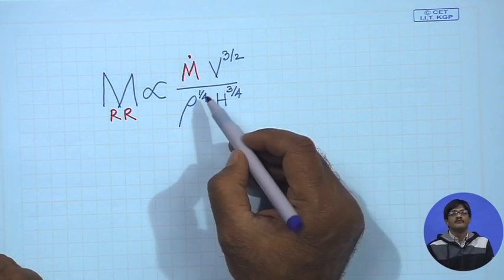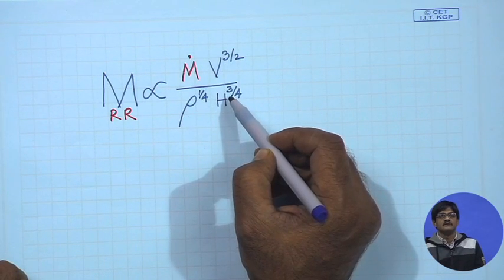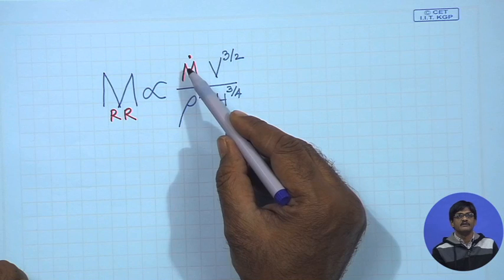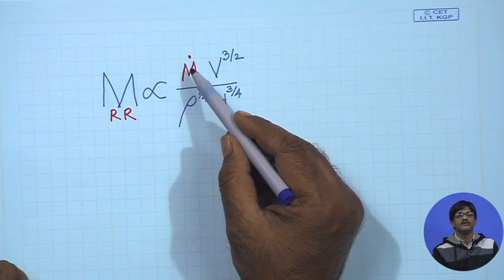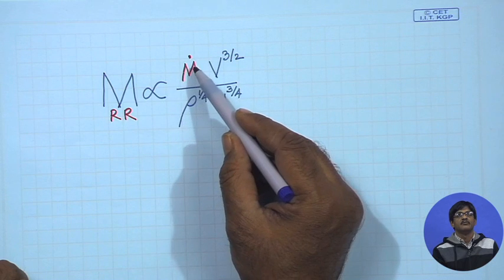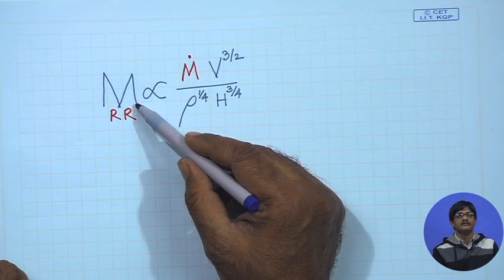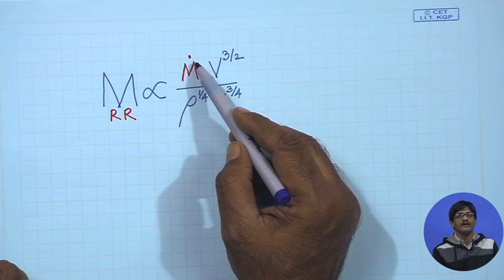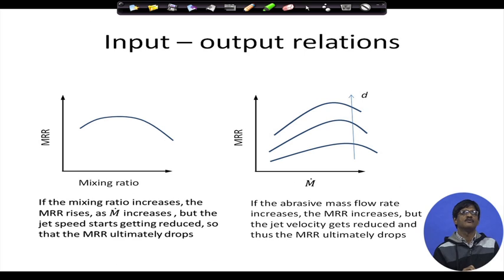So, if you have a relation like this, and if you keep the others constant, then if mass flow rate increases, you will expect that MRR will increase proportionately, and therefore it will be a linear relationship. Mass flow rate of the abrasive increases and MRR increases linearly, because it is to the power 1. So, if we come back to the figure and have a look once again, why is MRR initially increasing and after that it droops?